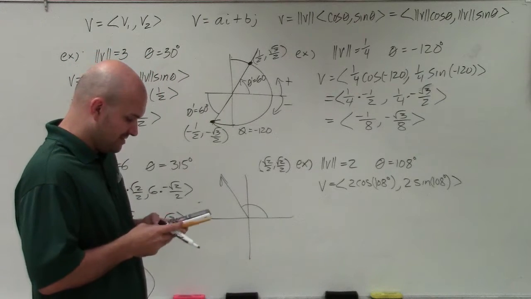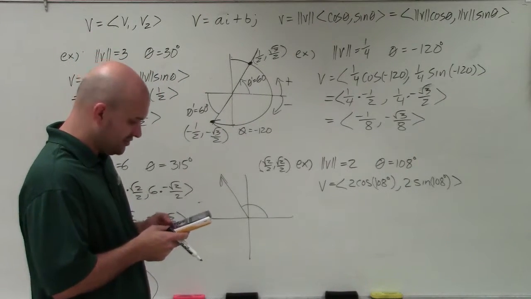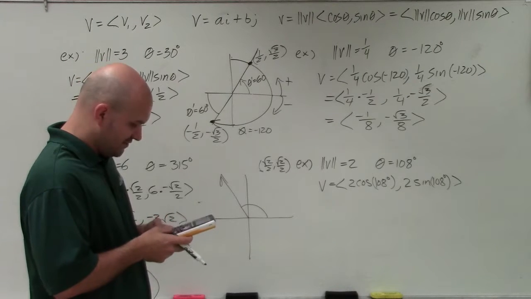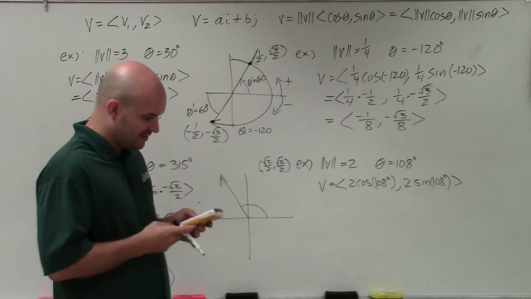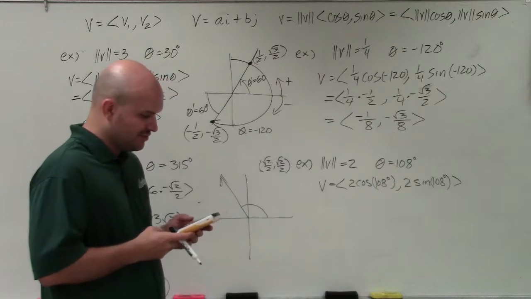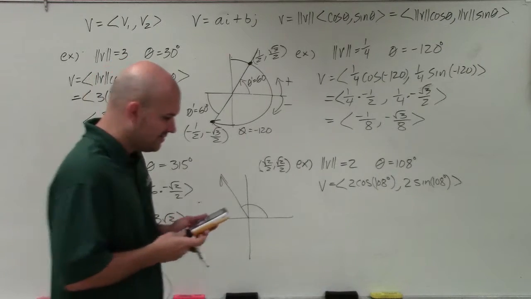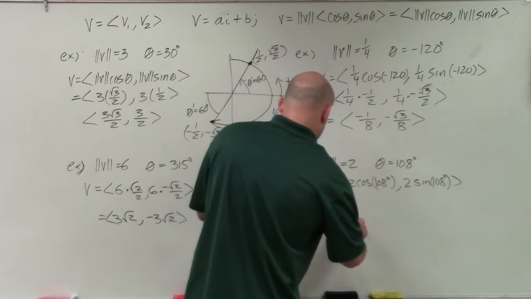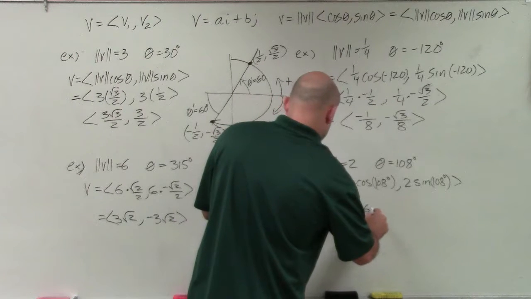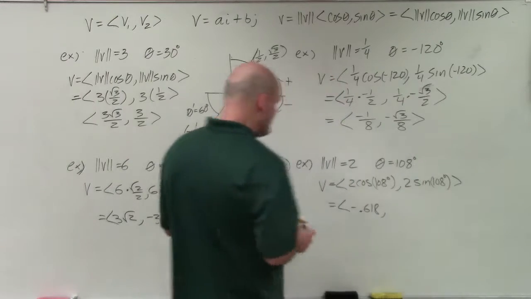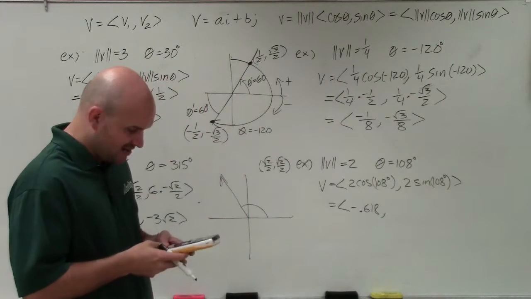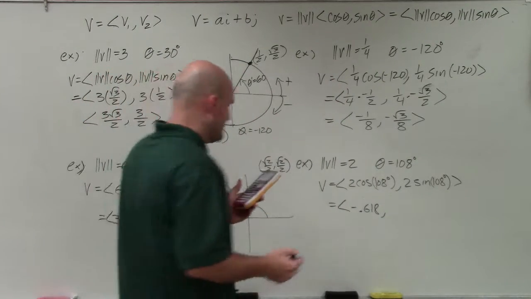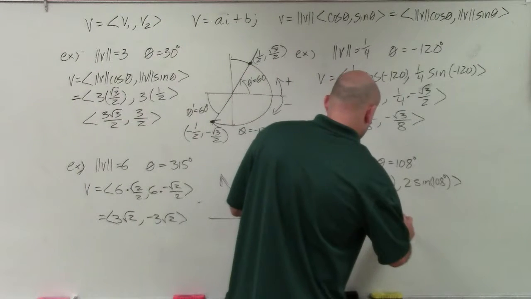So therefore, all I'm simply going to do is plug this into my calculator, 2 times cosine of 108. Just make sure, since we're dealing with degrees, that you're in degree mode on your calculator. And when I do that, I am going to approximate to the third decimal point. So I have negative 0.618. And then I'll do 2 times sine of 108, and I get 1.9002.